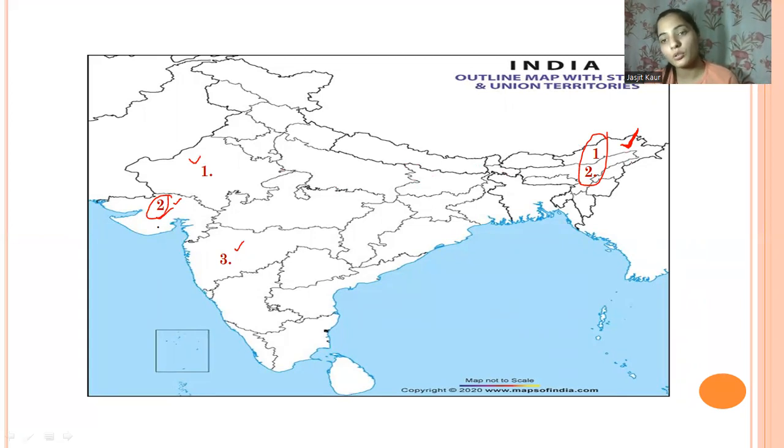So we know that Arunachal Pradesh is located at the extreme eastern side of India and Gujarat is at the western end of India. So you can see that this is the western end and this is the eastern end. So both the states are located at the eastern and western end of India.